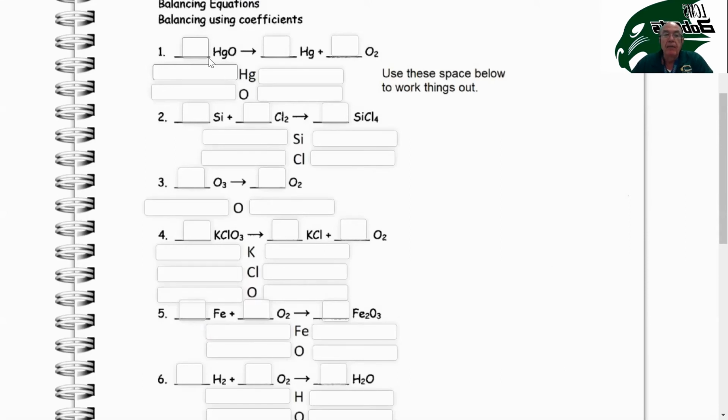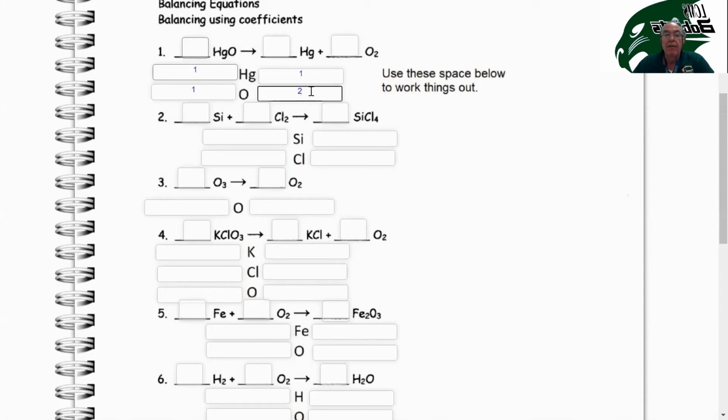We're going to work on balancing this page. So first thing we're going to do is count the atoms of each element as a reactant and then as a product. So I have 1 mercury, 1 oxygen. Here I have 1 mercury and I have 2 oxygens.